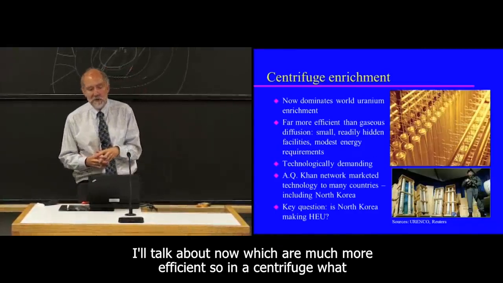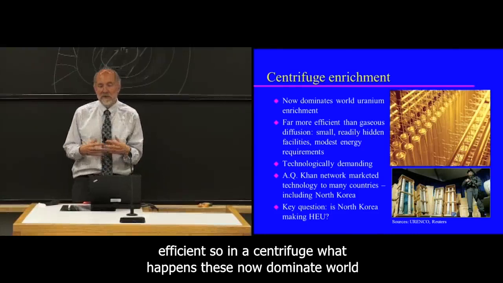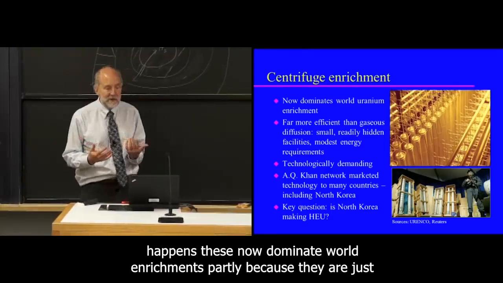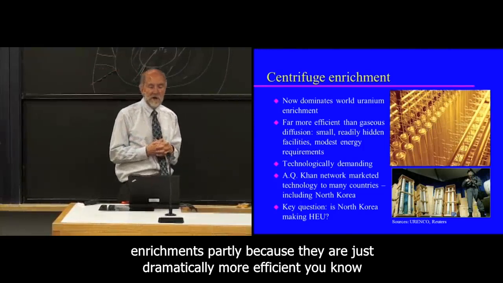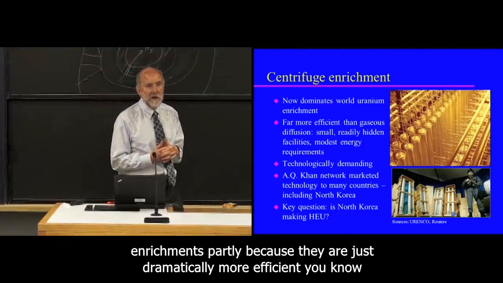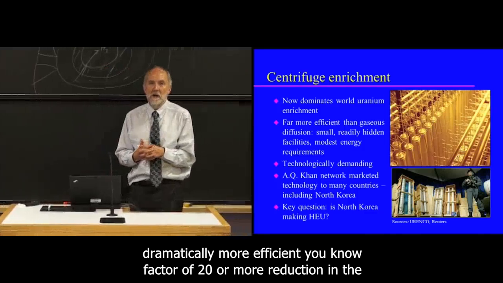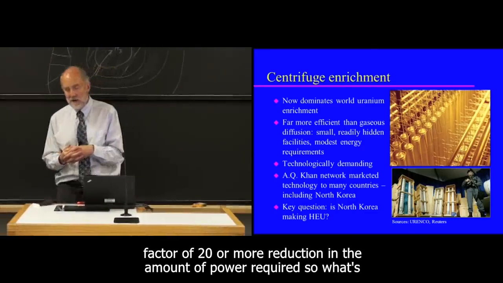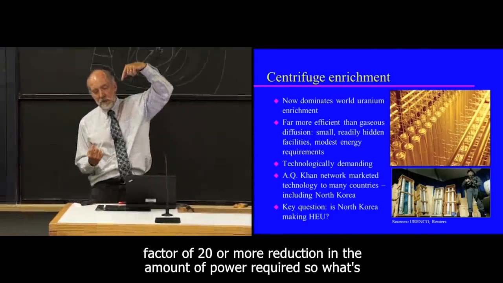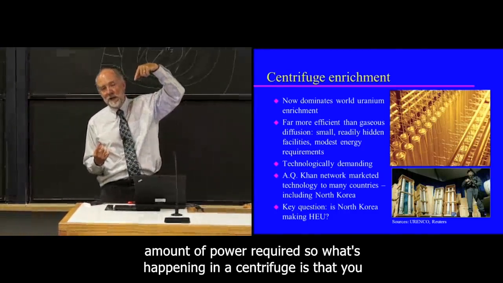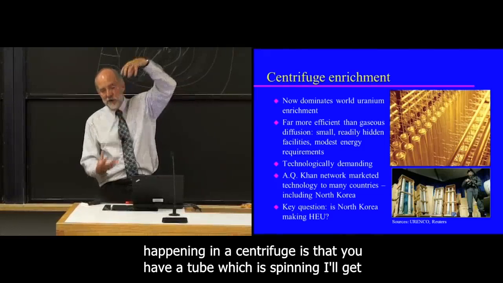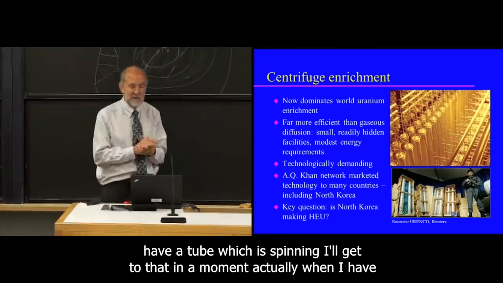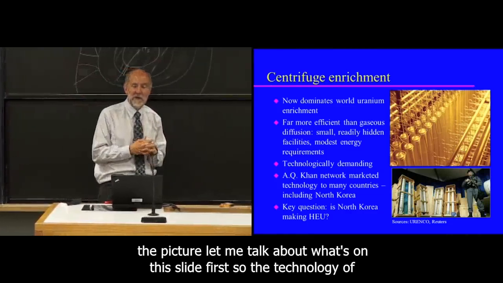So in a centrifuge, these now dominate world enrichment, partly because they are just dramatically more efficient. You know, a factor of 20 or more reduction in the amount of power required. So what's happening in a centrifuge is that you have a tube which is spinning. I'll get to that in a moment, actually, when I have the picture. Let me talk about what's on this slide first.